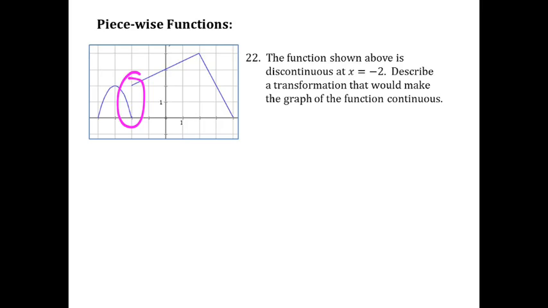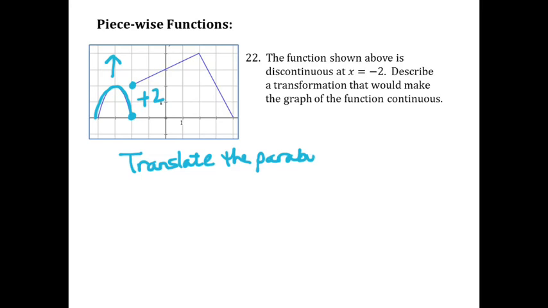I could take this linear piece and move it down to connect with the parabola down here. The problem if I do that is then I'm causing discontinuity over here because I'm separating it from the other line. So a better choice for us would be to take the parabola piece and move it up until it connects right here. So that means that I need to move this up 2 units. So let's see, it said describe the transformation. So translate the parabola up 2 units.